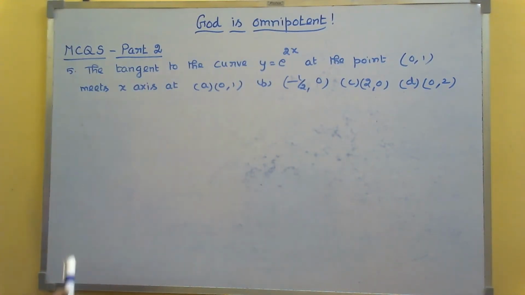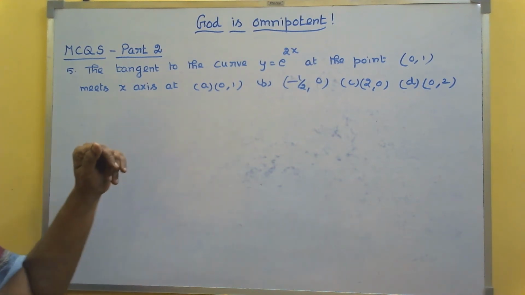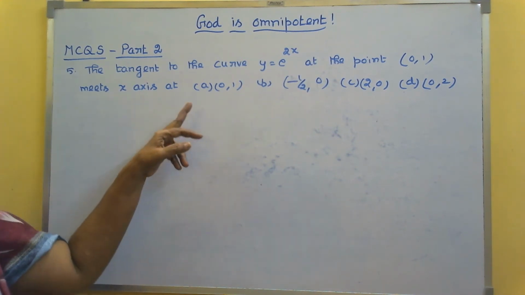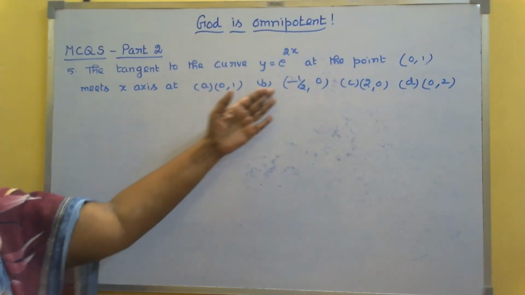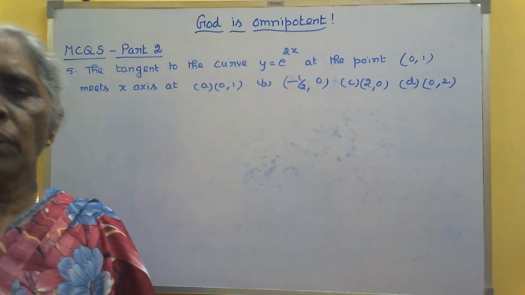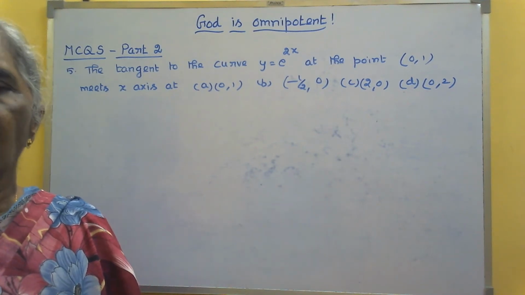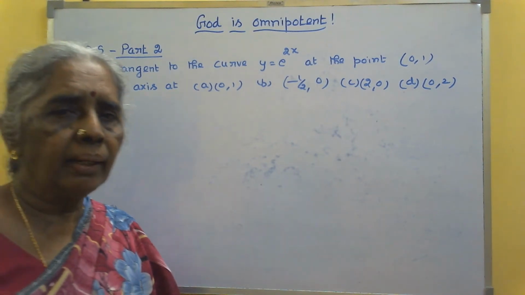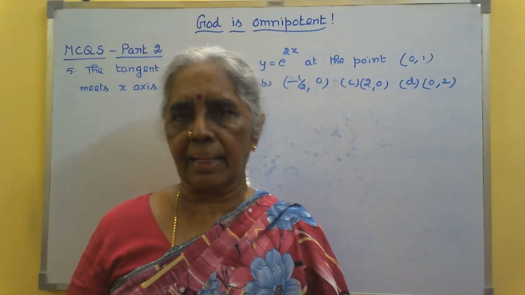The tangent to the curve y is equal to e power 2x at the point (0, 1) meets the x-axis at (0, 1), or (minus half, 0), (2, 0), (0, 2). So now we have to first find the equation of the tangent at the point (0, 1). Then we have to find where it meets the x-axis, right?